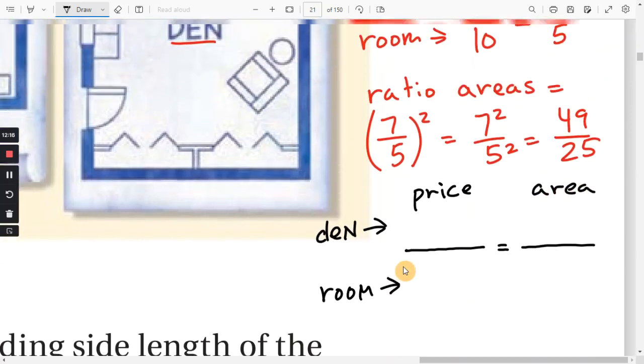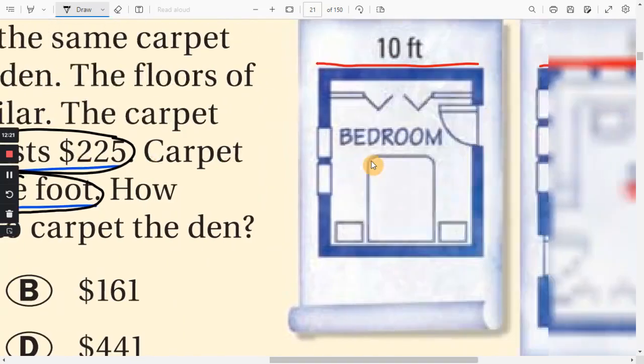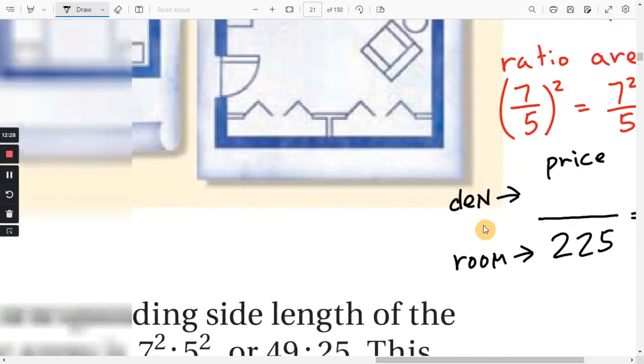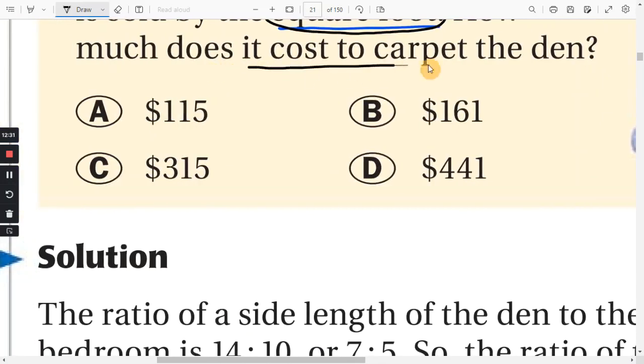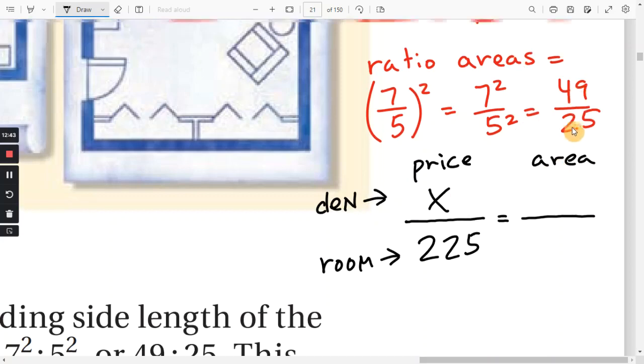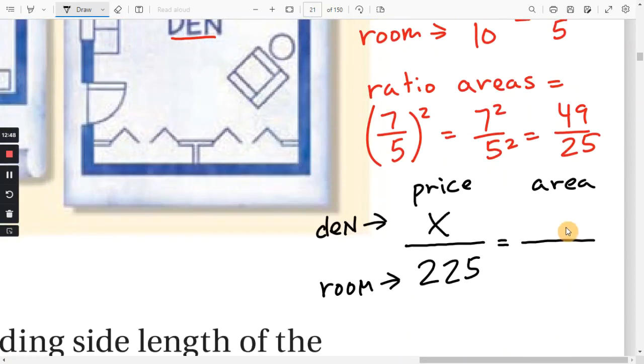All right. Now, they're saying the price for the bedroom costs $225. So the price of the room was $225. And we're looking to find how much it costs to carpet the den. So in other words, the price for the den, we don't know. We're going to call it X. For the area ratio, we did that already. So that was 49 over 25. We put the den in the numerator. So 49 over 25 with the den in the numerator. That works.